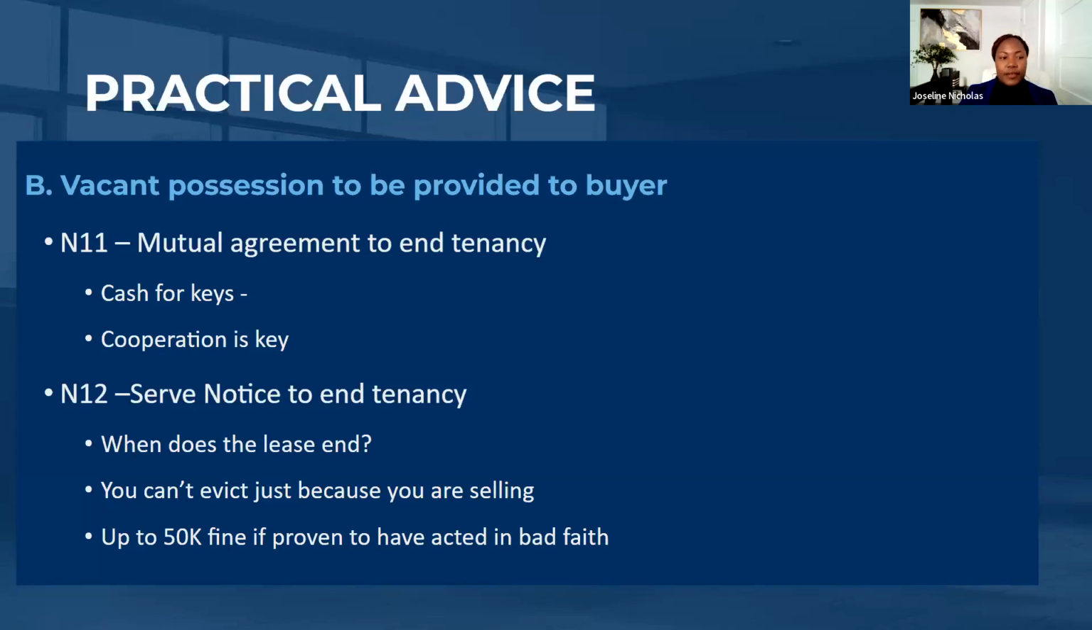Another way to get vacant possession is using an N12, which is where you serve notice to end the tenancy. And this can only happen if the tenants are not on a lease. They're on a month-to-month lease. And also, you can't just evict them because you're selling. So this has to be a situation where the purchaser or the purchaser's immediate family is moving in. In this case, a lot of the times it's because the purchaser who's the parent has a son or daughter who's moving into the property. And we usually facilitate that.